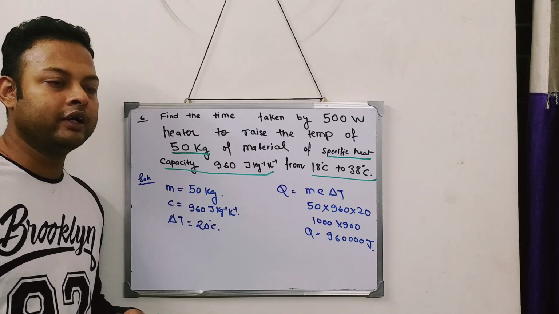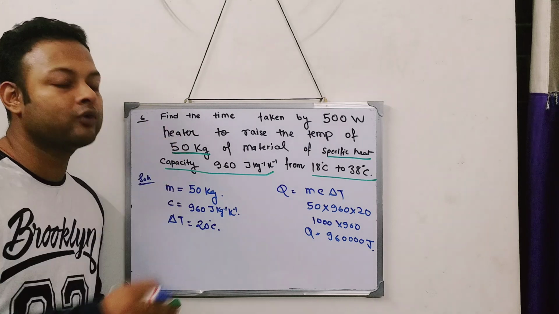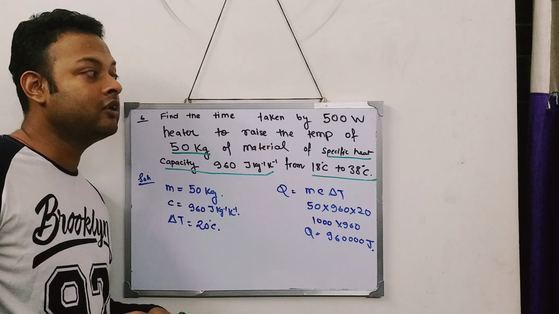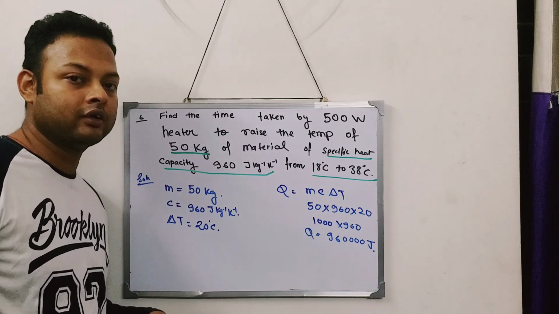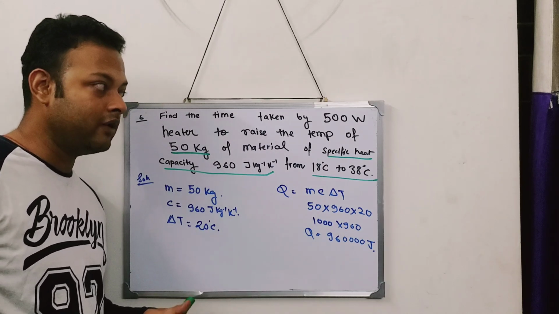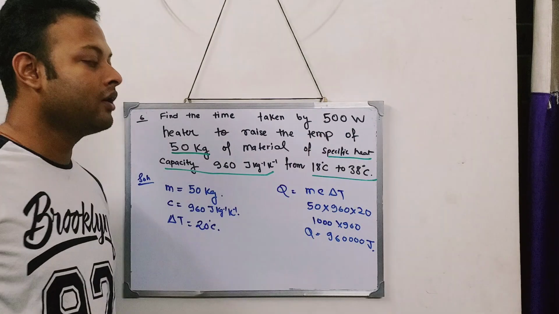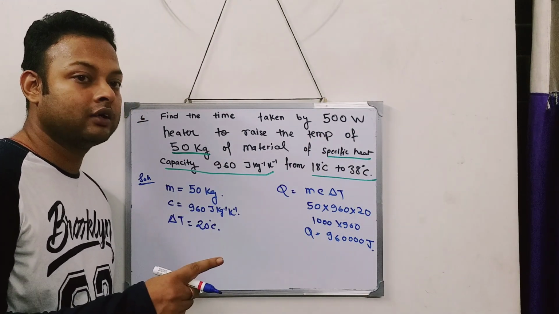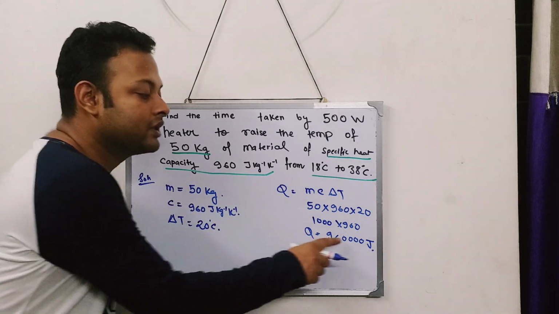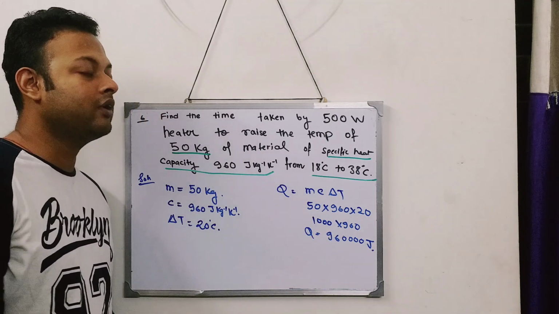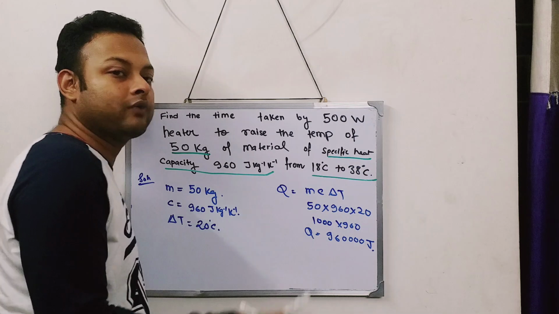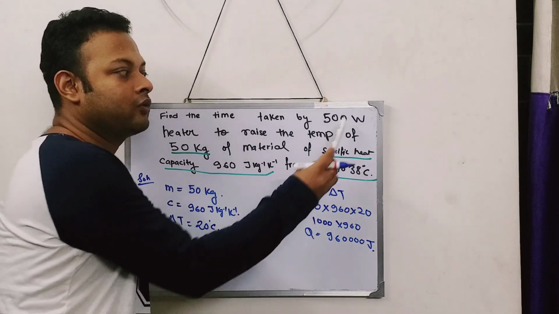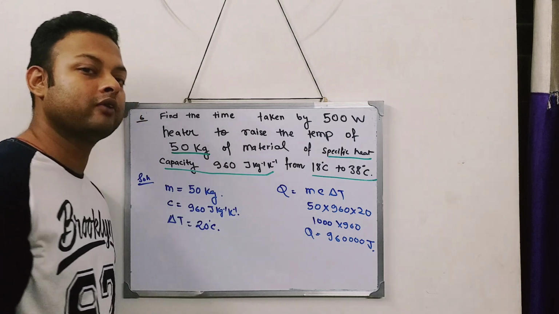Okay, power rating. If the power rating says 500 watts, what does it mean? In 1 second, it can give 500 joules of heat. So if it is 500 watts, how much time will be required by that heater to give this amount of heat? 500 watt means in 1 second it gives 500 joules.